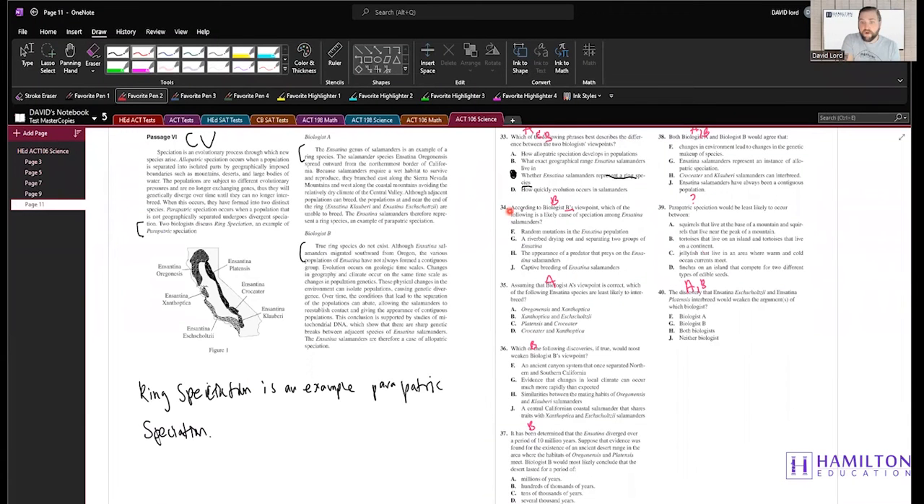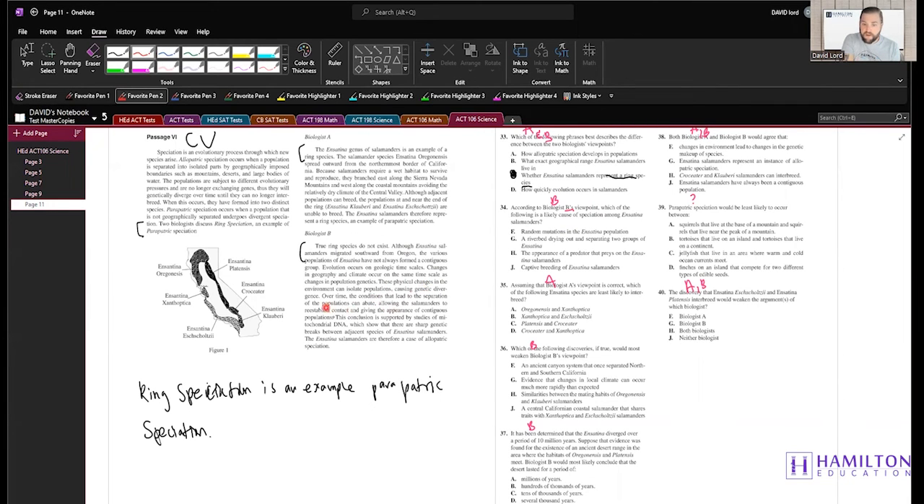Question number 34. According to biologist B's viewpoint, which of the following is likely cause of speciation among the Incentina salamanders? So biologist B, going through it, they migrated, they have not always been a continuous group. Evolution occurs based on time. Changes in geographic climate occur on the same timescale as population genetics. These physical changes in the environment can isolate population, causing genetic diversity. So it sounds like the environment changing or over time changing could cause the mutations.